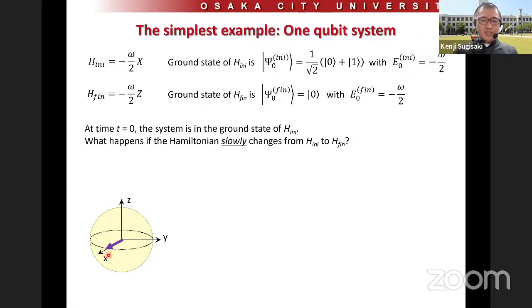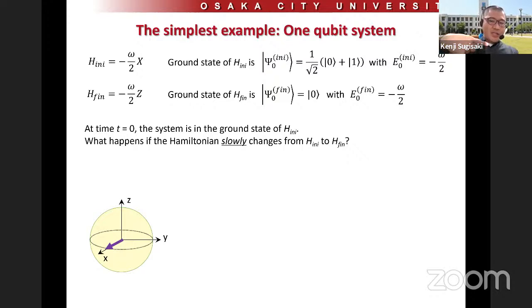But if the Hamiltonian slowly changes from H init to H fin, again, let's start from the plus x direction. In this case, the Hamiltonian slowly changes, and this can be understood by the continuous change of the direction of the external magnetic field. Let us think about a spin-1/2 particle, such as an electron. The initial state can be realized by applying the external magnetic field along the x-axis.